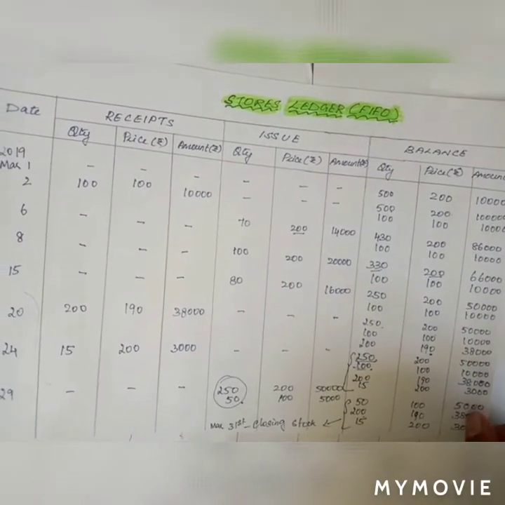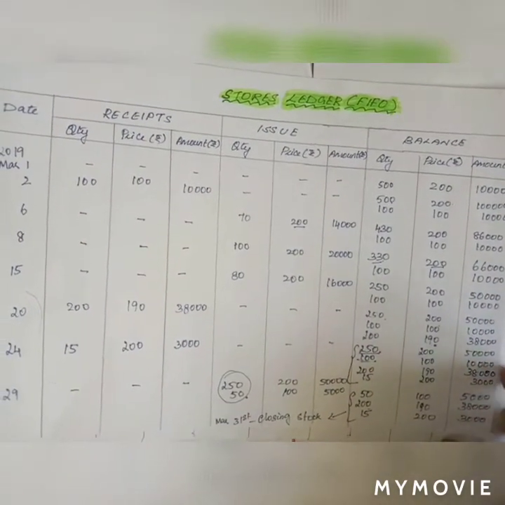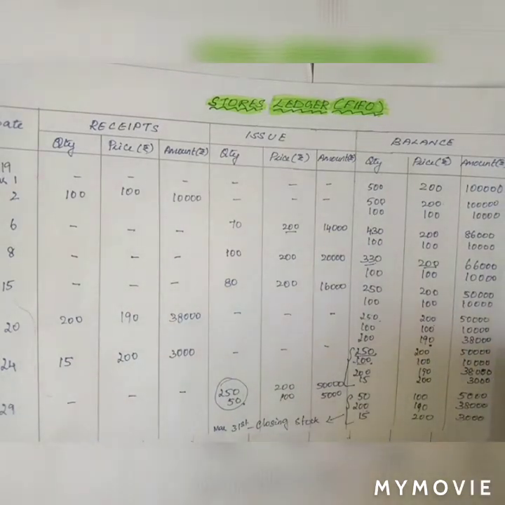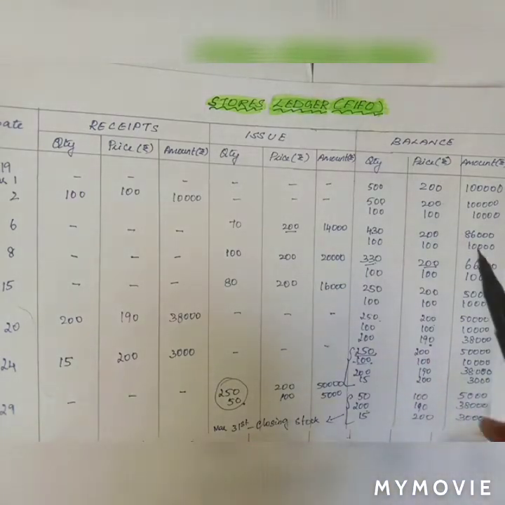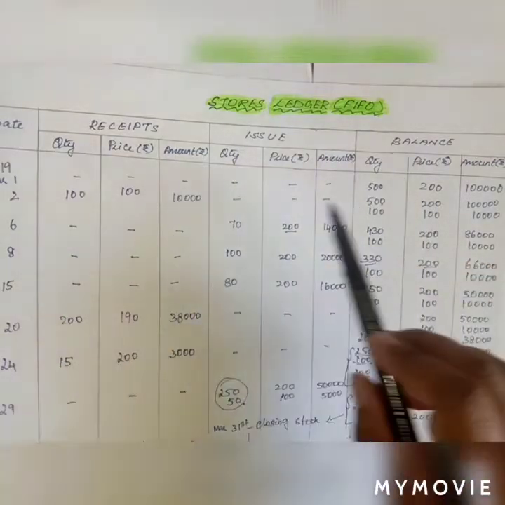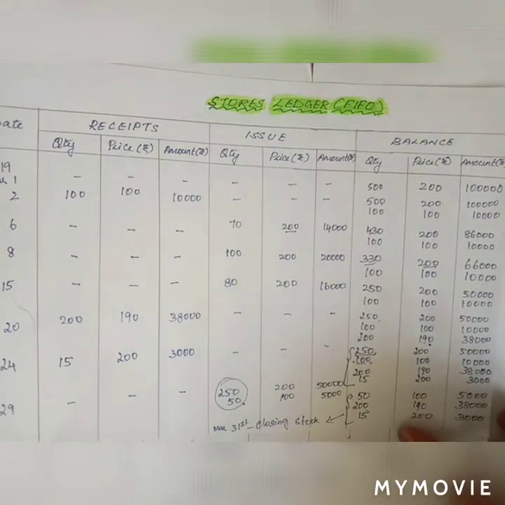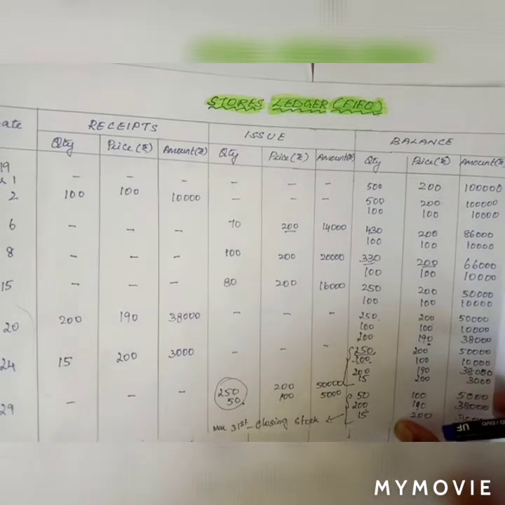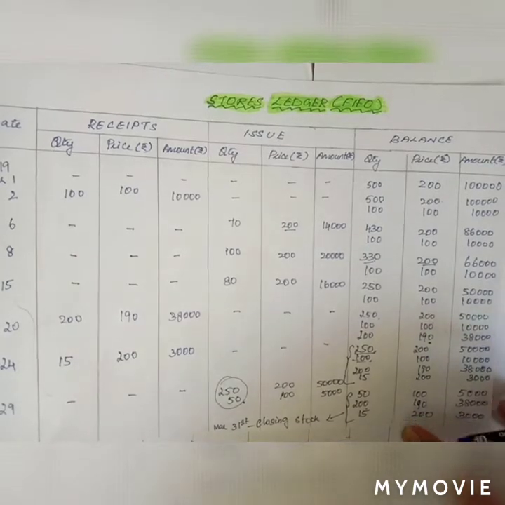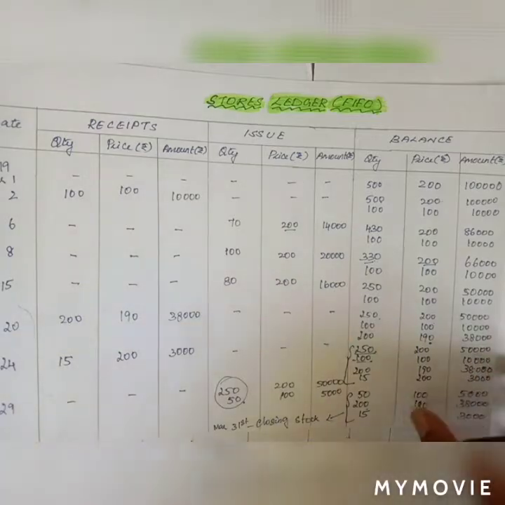So we have followed the FIFO method, wherein we have issued the material according to the method. The material which has been received first is issued first, and which has been received later is issued later. That is what we have followed, and that is the method we have entered in the stores ledger. Now we'll see if the company follows the LIFO method, how this particular stores ledger will be recorded.